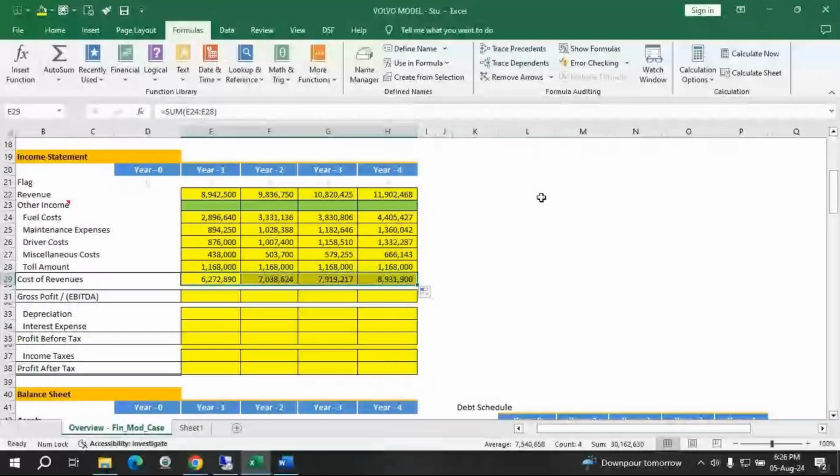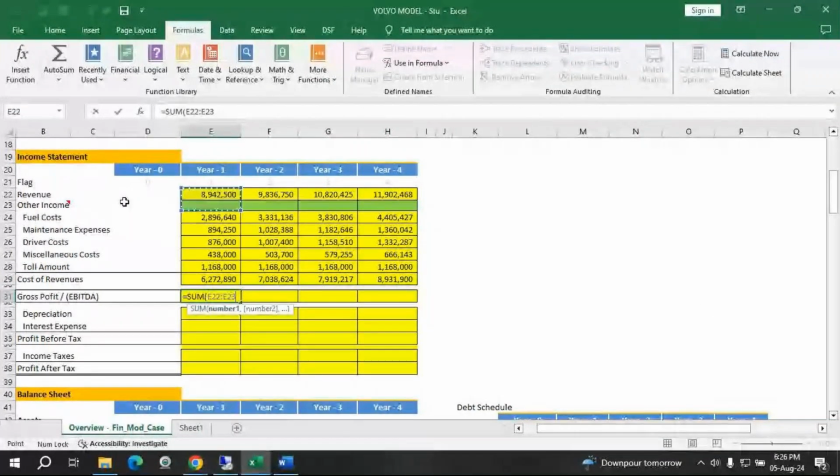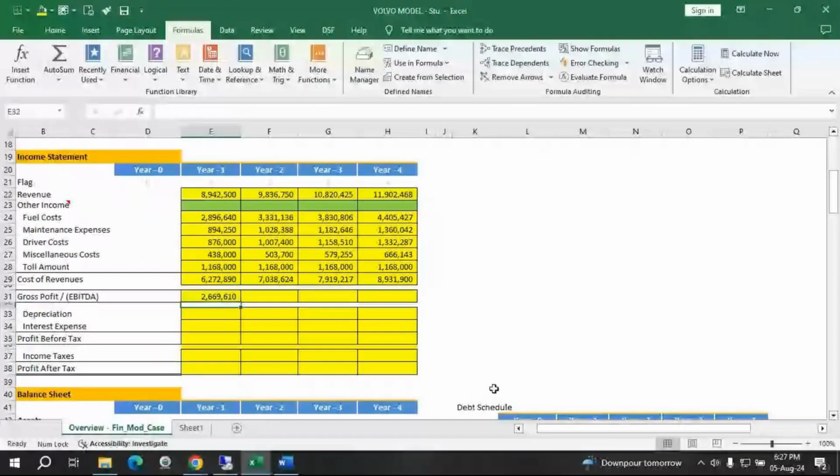Done, girls? Done, ma'am. So now I need to calculate the gross profit. That is my EBITDA. So equals sum of. Even though I have not got the values, both are related to my source. That is my revenue. So this value minus the cost of revenue. Once I enter the values over here, automatically the calculation will be proper. So here I will take the sum of revenue and other income minus cost of revenue.